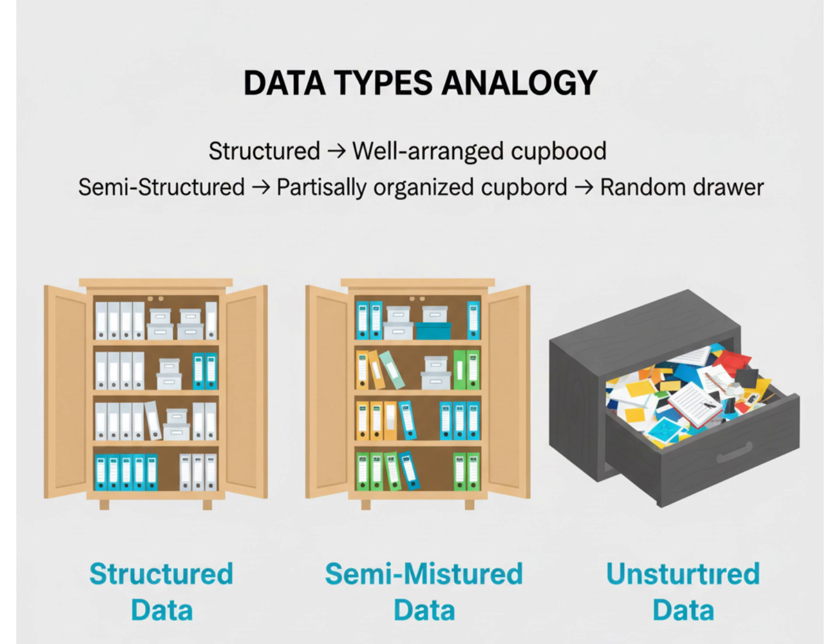Think of it like this. Structured data is like a well-arranged cupboard. Semi-structured is like a cupboard where things are grouped but not in perfect boxes. Unstructured is like a drawer full of random items.